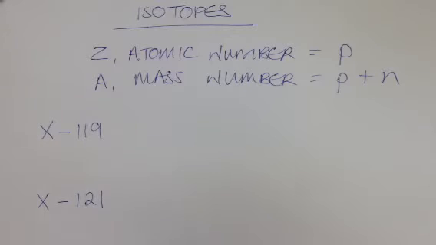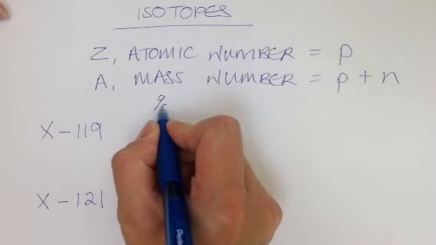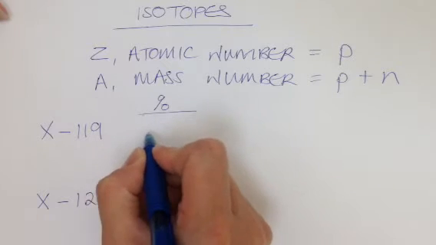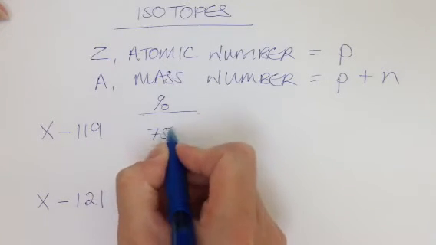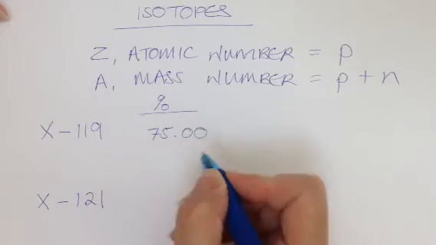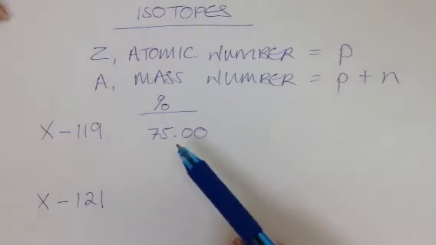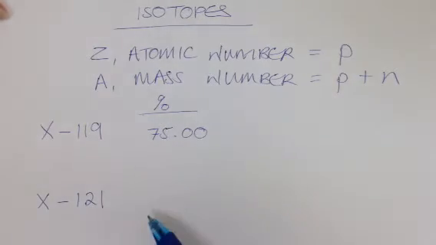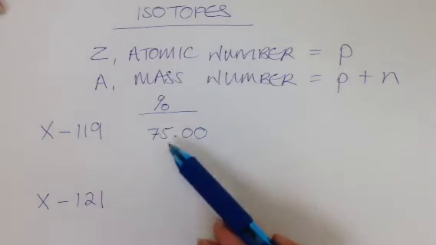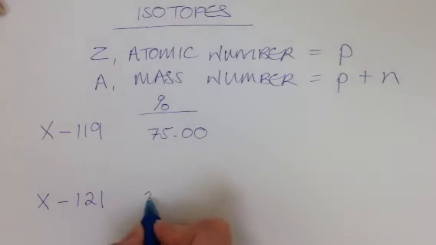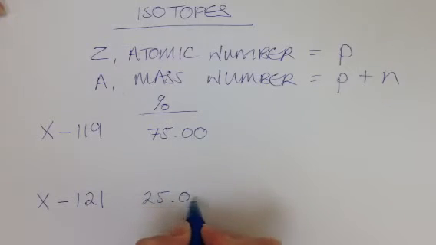But let's imagine that our fictional element X does not have equally abundant isotopes. Let's say that the first one is 75% abundant. So if the first isotope is 75% abundant, what's the abundance of the second isotope? Remember, the percentages must add up to 100%, right? So the second one must be 25% abundant.